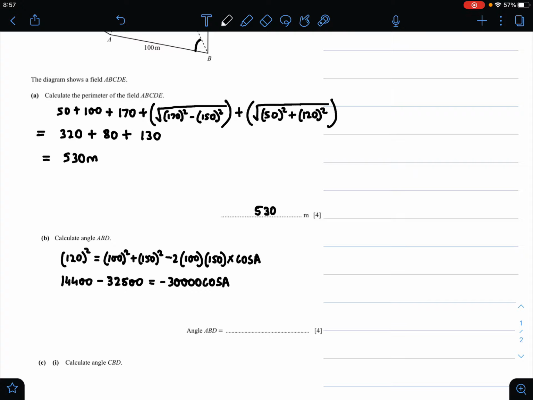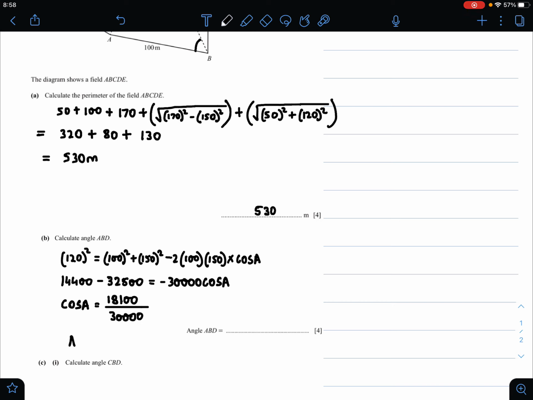Therefore cos A will be equal to 14,400 minus 32,500 divided by 30,000. So that would be 14,400 minus 32,500. So cos A would be equal to 18,100 divided by 30,000. So the minus and minus would get cancelled from each other.